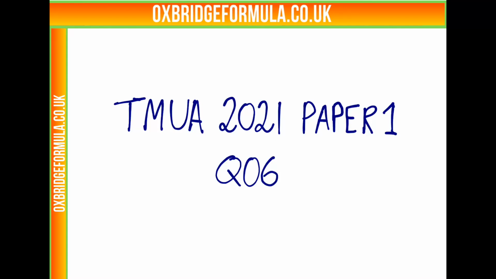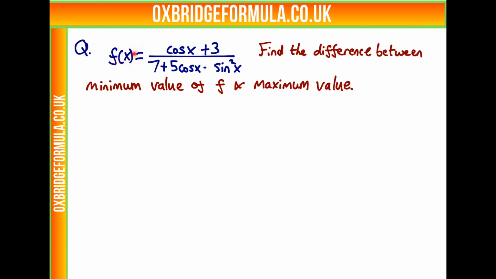This is TMUA 2021, Paper 1, Question 6. Given the function f of x, which is cos x plus 3, all divided by 7 plus 5 cos x minus sin squared x, we want to find the difference between the minimum value of f and the maximum value.